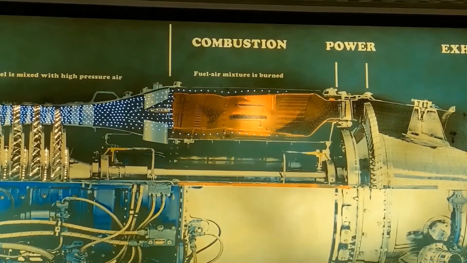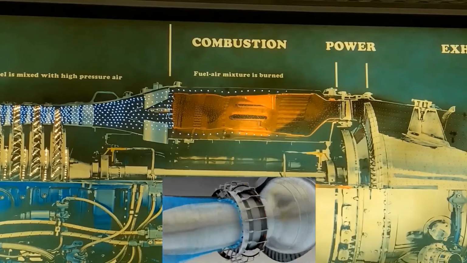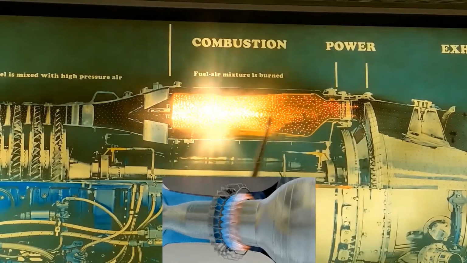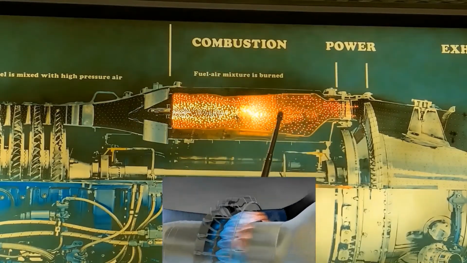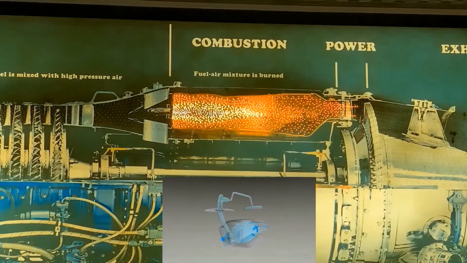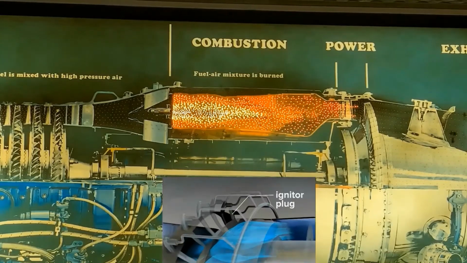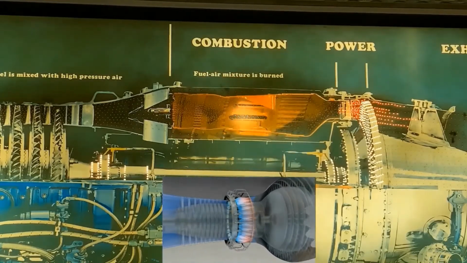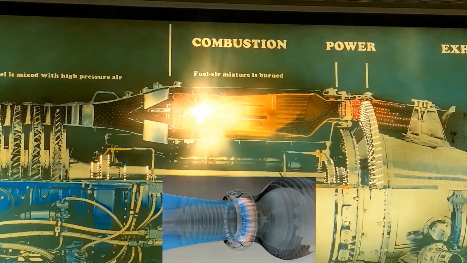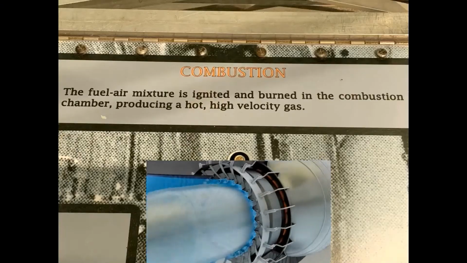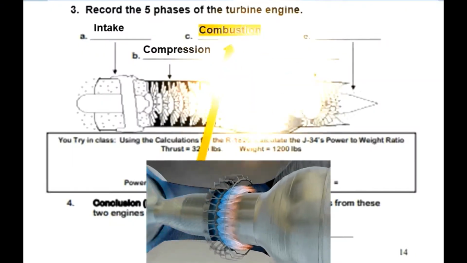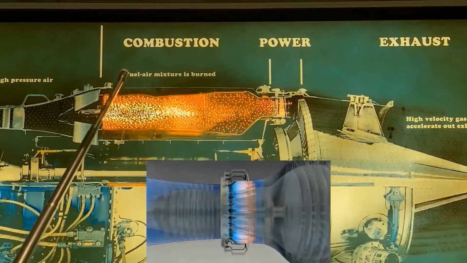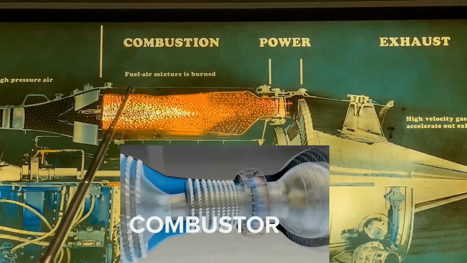The next phase is the combustion phase, which you can see right here with the orange, red, and also yellow and purple colored lights. Fuel-air mixture is burned. What happens is the fuel-air mixture is ignited and burned in the combustion chamber, and it produces a high velocity gas. Record the combustion phase, as you see here. And in the combustion phase, fuel-air mixture is burned.